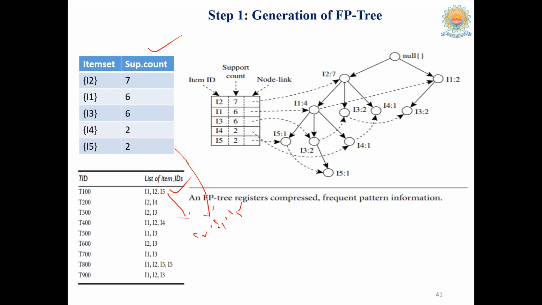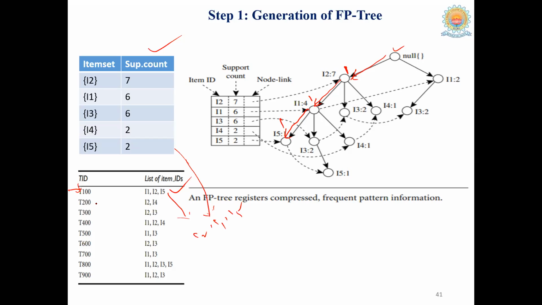So, first I2, next I1, and I5. So, this is I2. Initially we have a null node, and from this we have I2 here, then I2 to I1. Initially we need to assign the count 1 from I2 to I1. Next we draw an arrow with count 1 from I1 to I5. Like this, we have a branch for the first transaction.